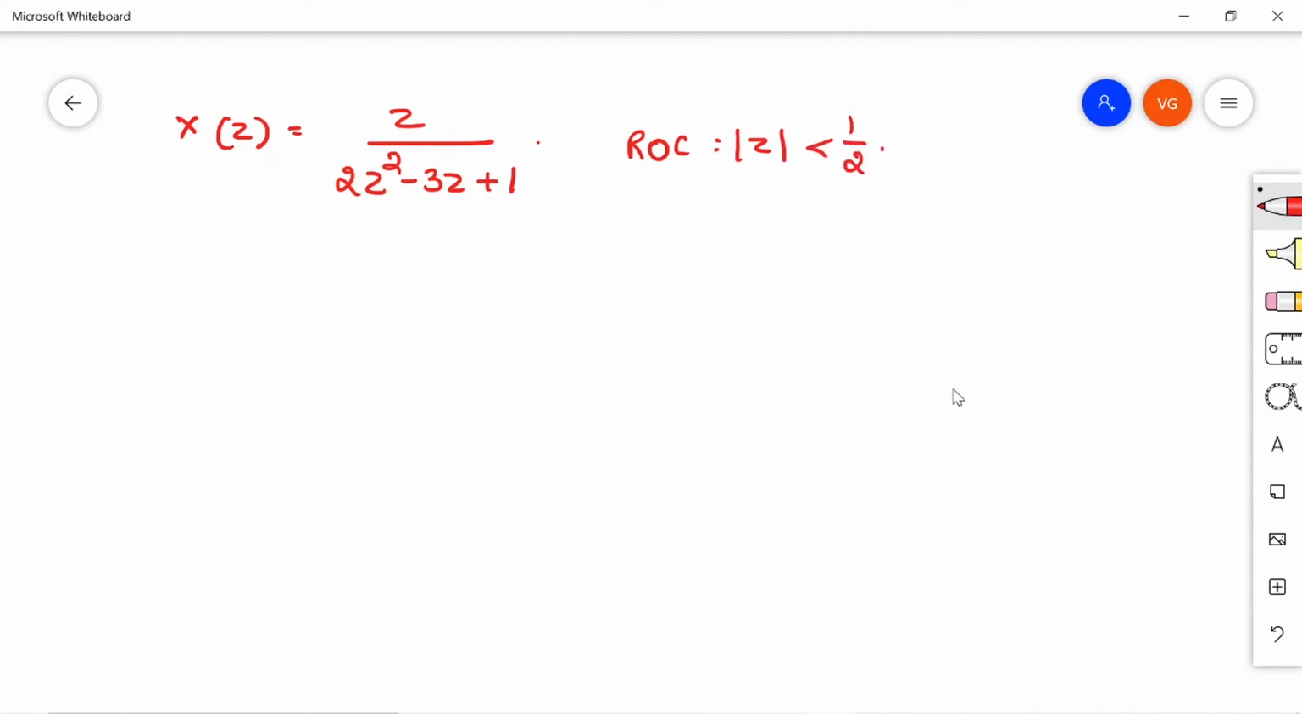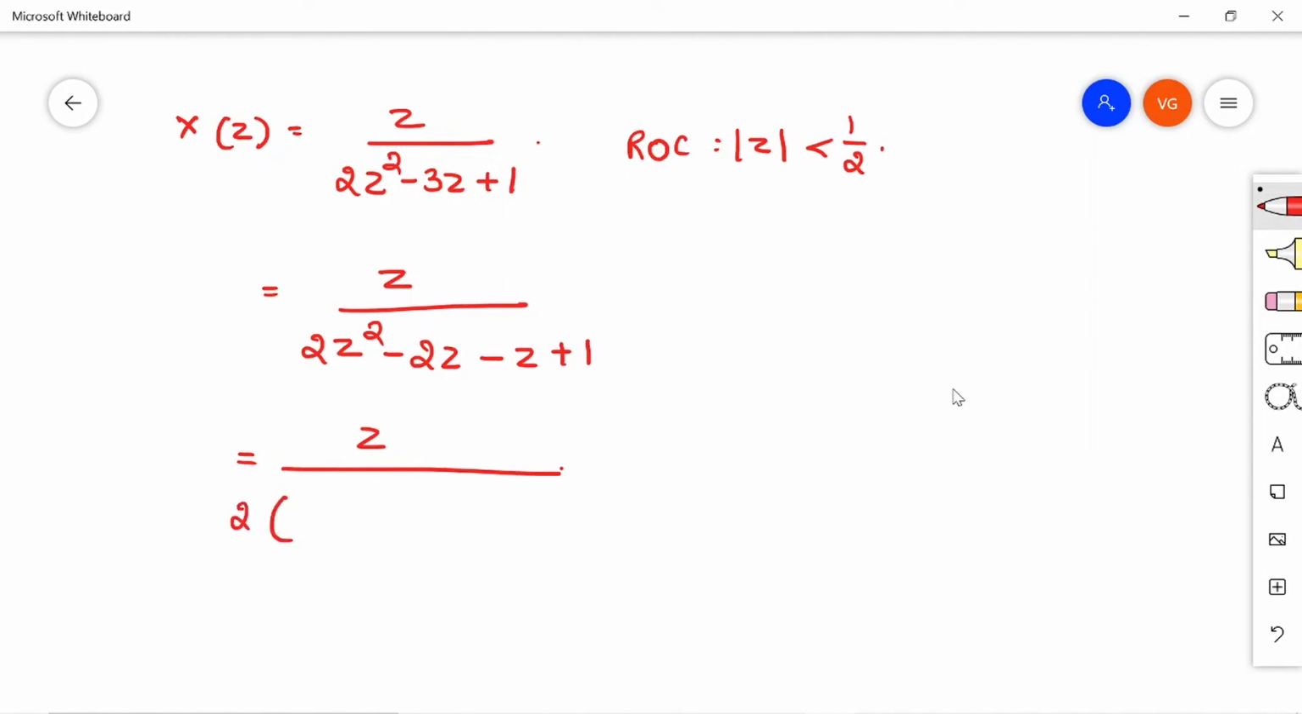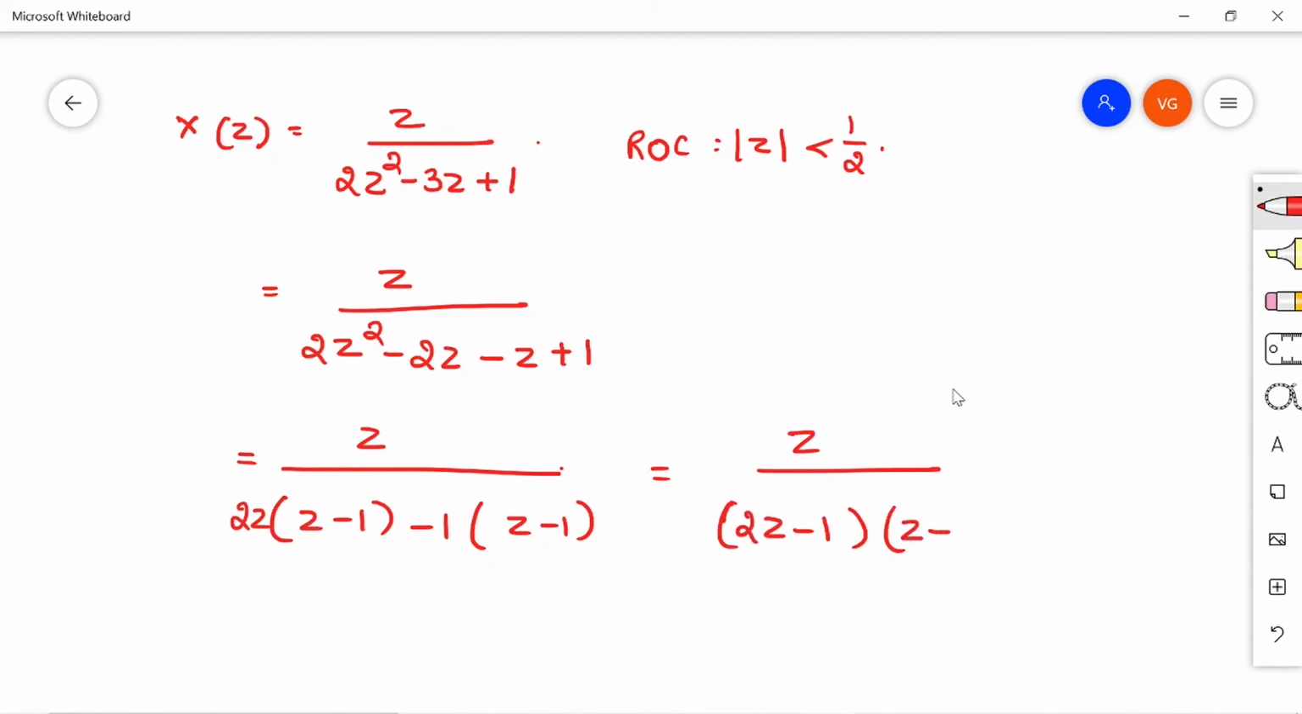So here, if you observe, X of z has poles. First you have to find out the poles here. So let us try to write down the poles. This is 2z square minus 2z minus z plus 1. So this will be 2z, if you take common, that will be z minus 1. Again minus 1, you take z minus 1. So this can be written as z by 2z minus 1 into z minus 1. Means it has two poles: one is at z is equal to 1 by 2 and one is at z is equal to 1.